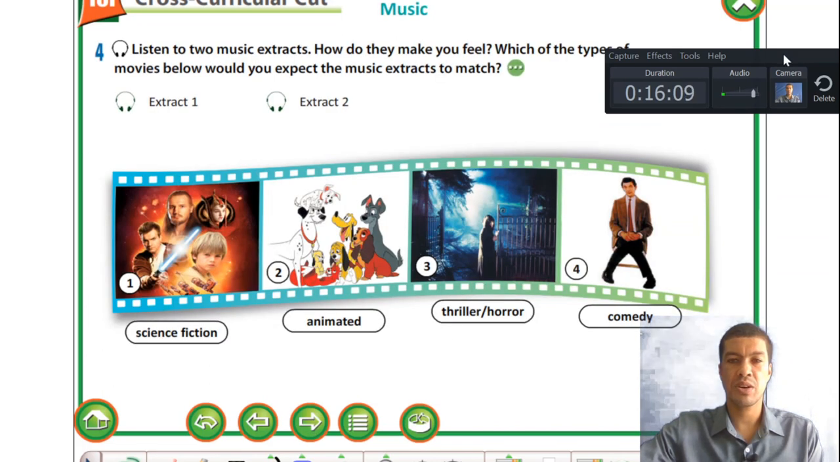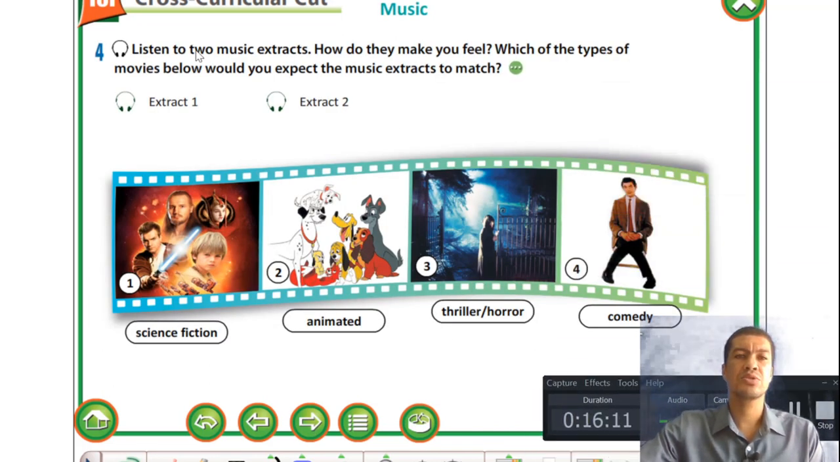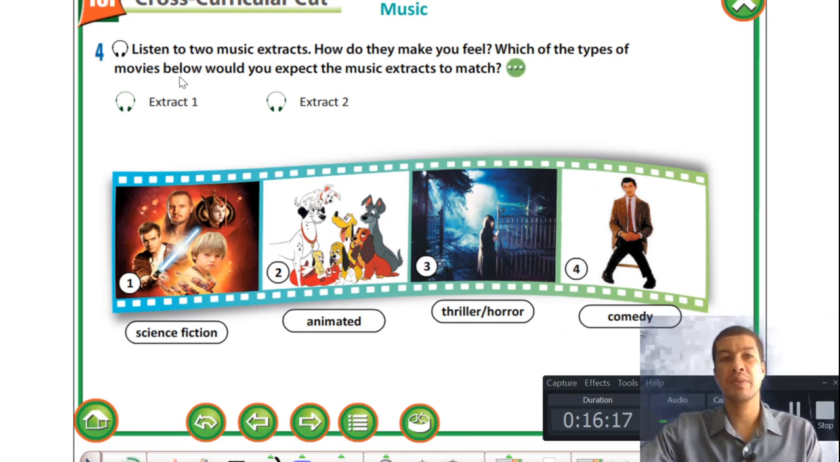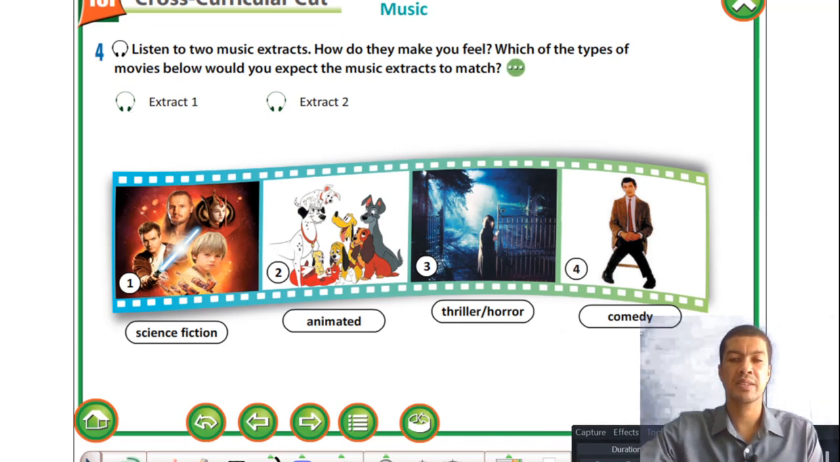If we can move on, listen to the two music extracts. How do they make you feel? Which of the types of movies below would you expect the music extracts to match? Right, so let me first play it. And then let me just play the second one for you.